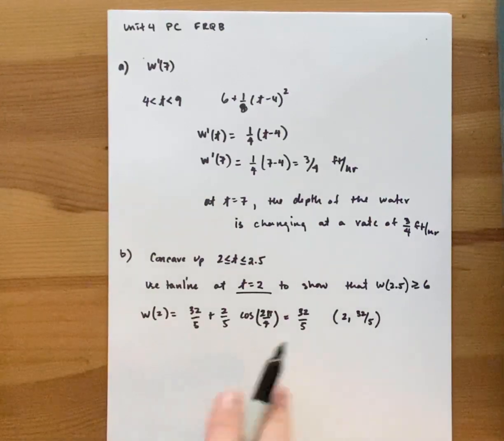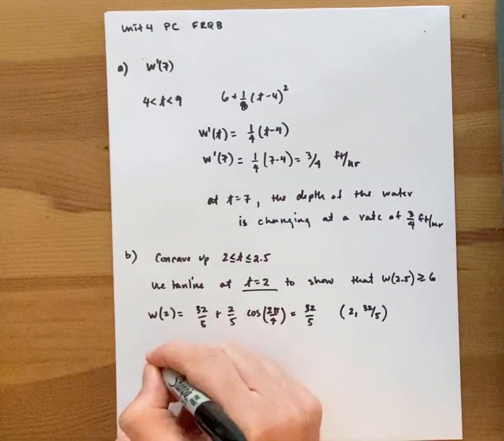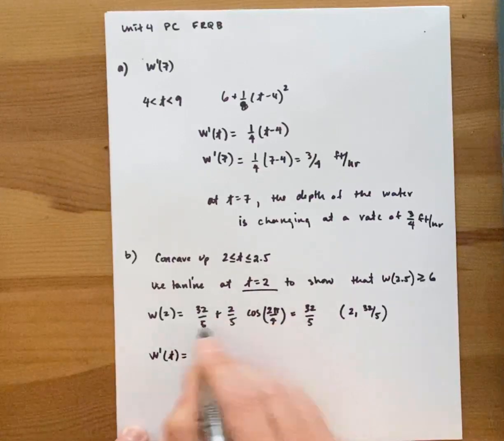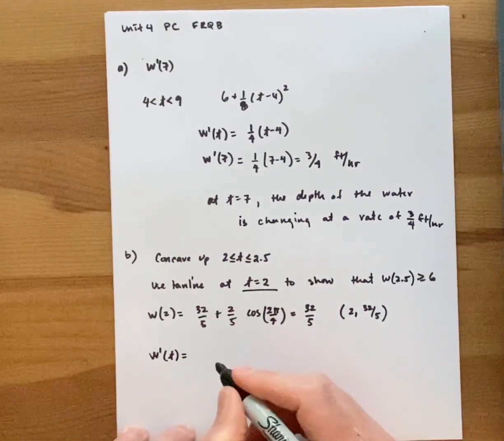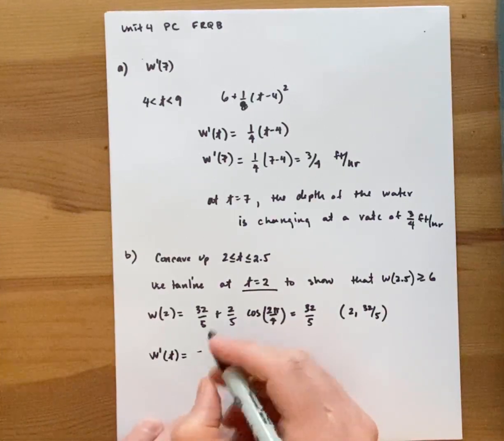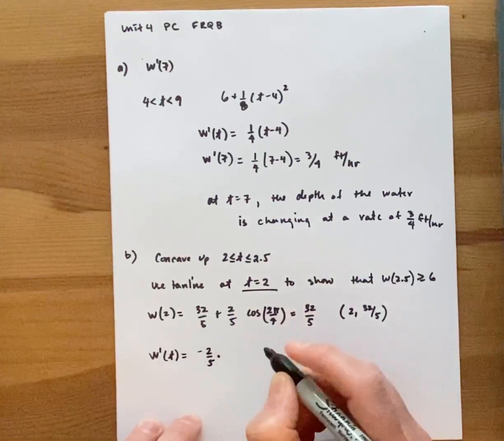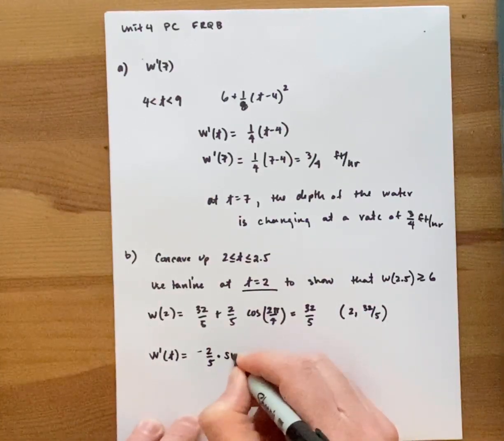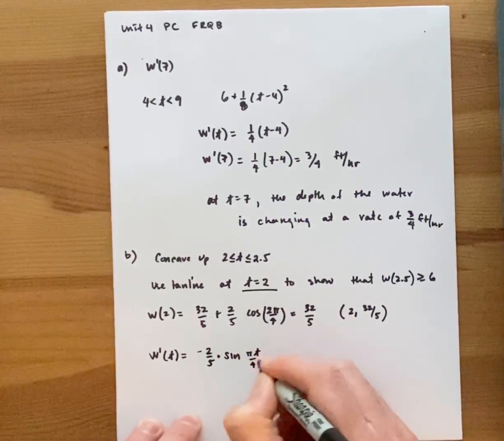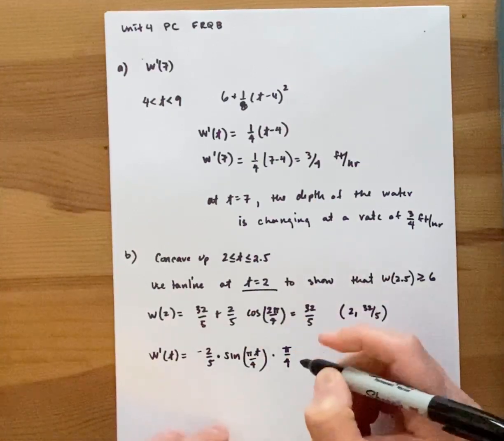All right, so I got here. So you plug into the function and you get a point. You got to plug into the derivative of this function above us. So this would wind up being a negative 2/5 times sine pi t over 4, and then the derivative of the inside would be pi over 4, like that.